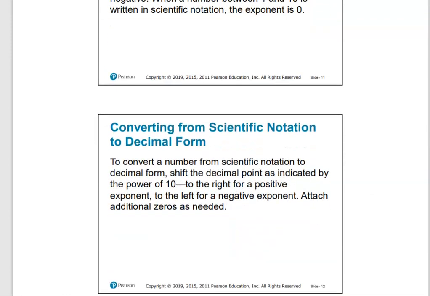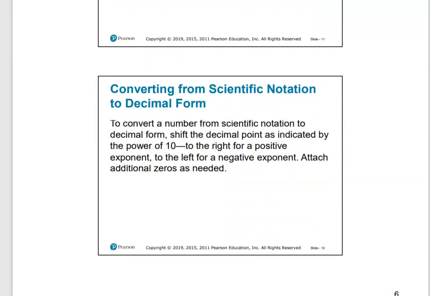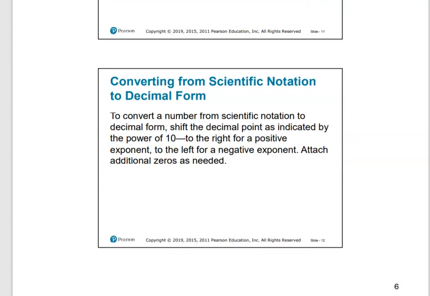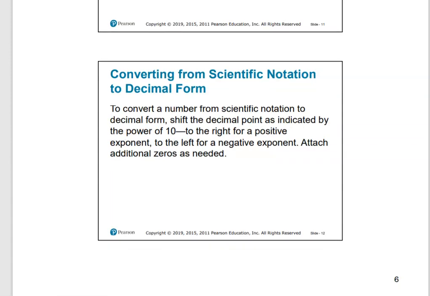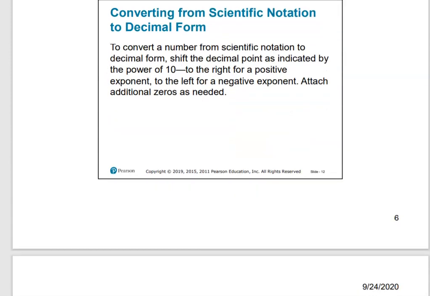To convert a number from scientific notation to decimal form, shift the decimal as indicated by the power of 10: to the right for a positive exponent, to the left for a negative exponent. Then you can attach additional zeros as needed.